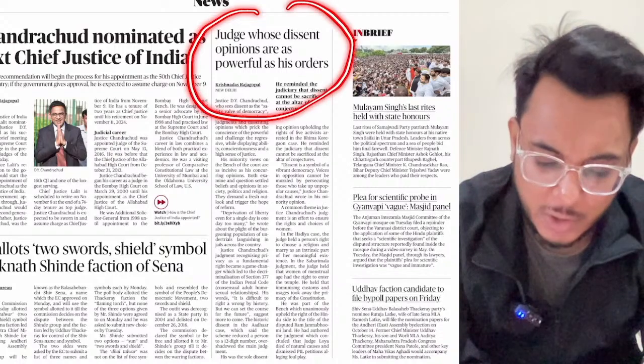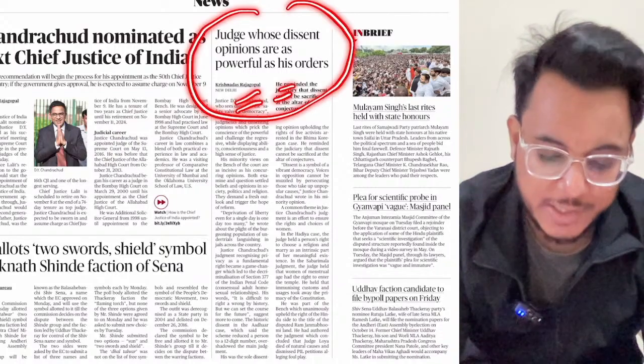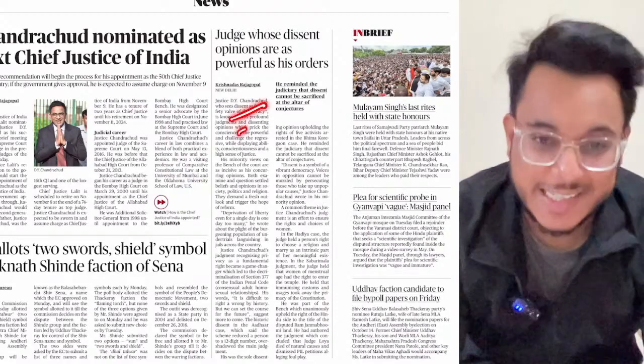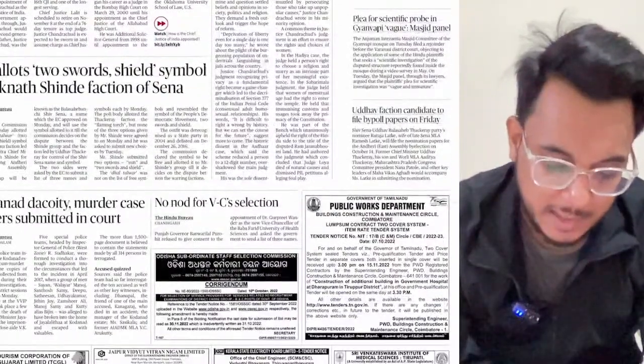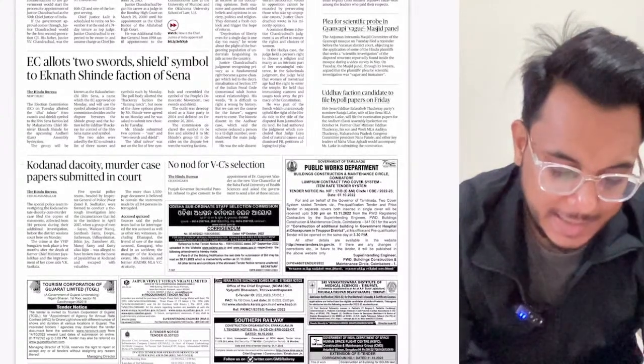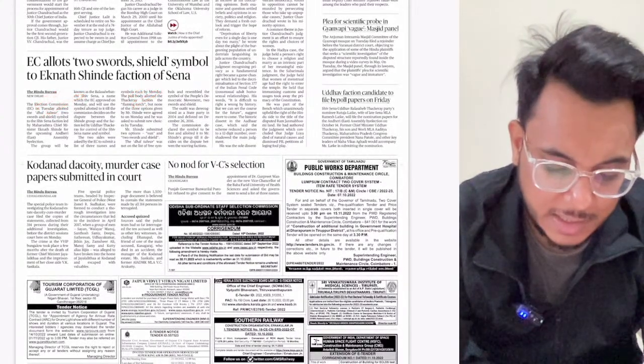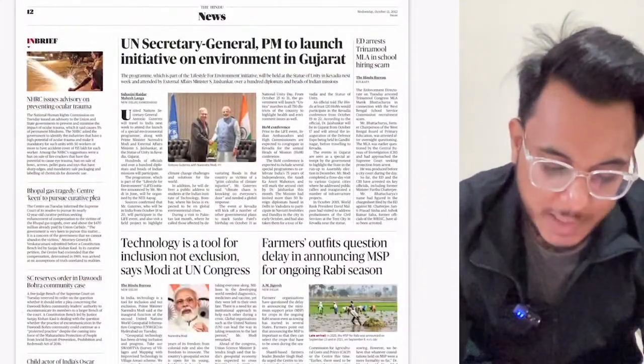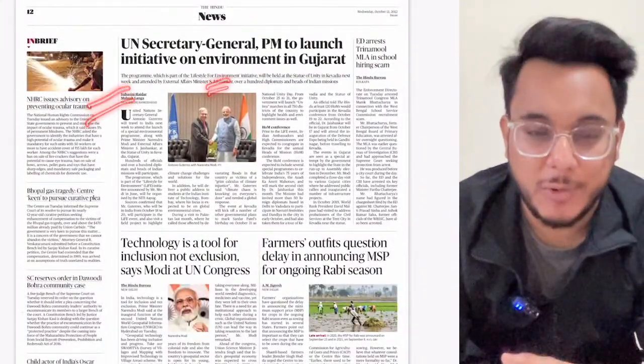Now this article is a good one. Judge whose dissent opinions are as powerful as his orders. We'll see. Some very good references have been given in this particular article. Okay, EC allots 2 swords shield symbol to Eknath Shinde's faction of Sena. Okay. Then UN Secretary General to launch initiative on environment in Gujarat.